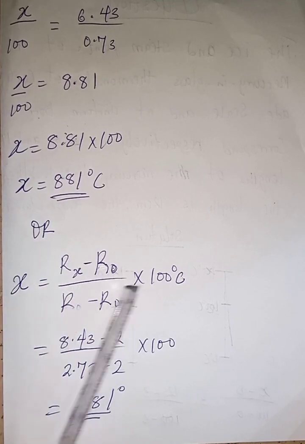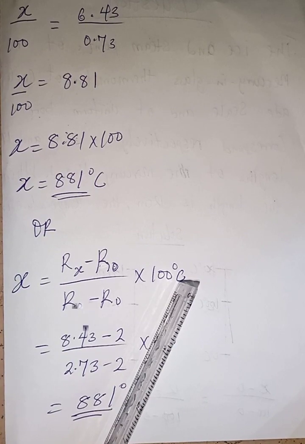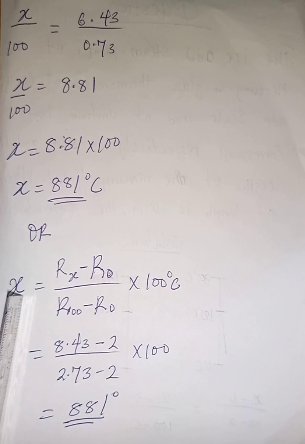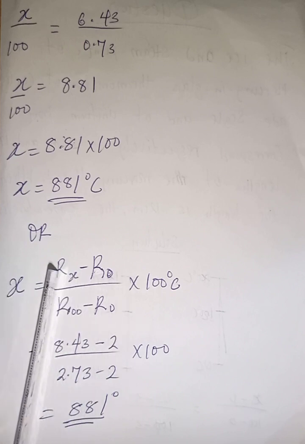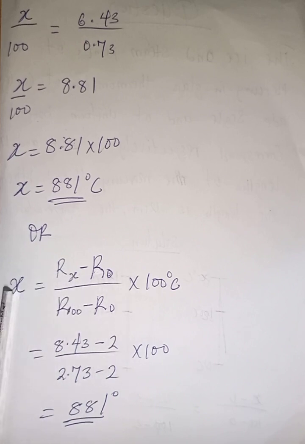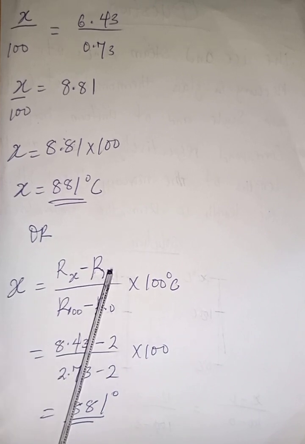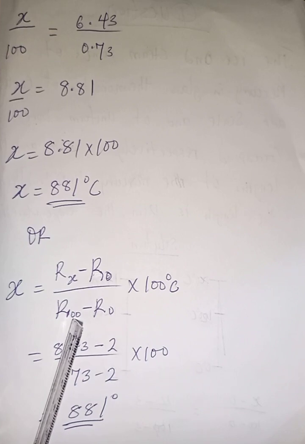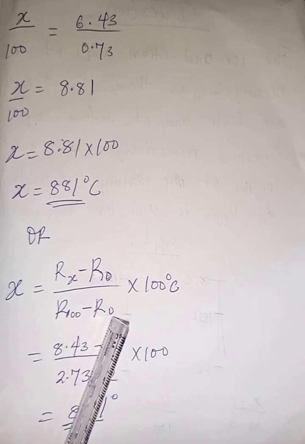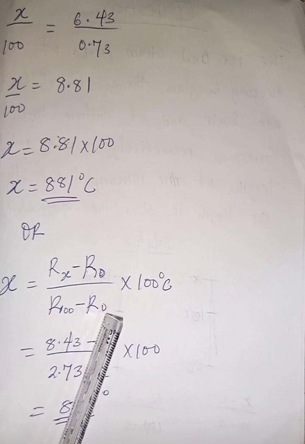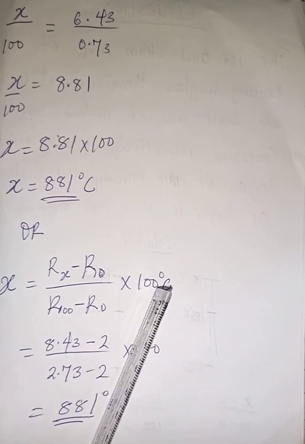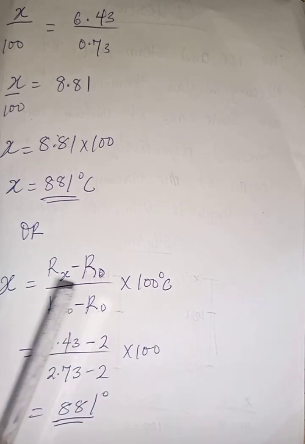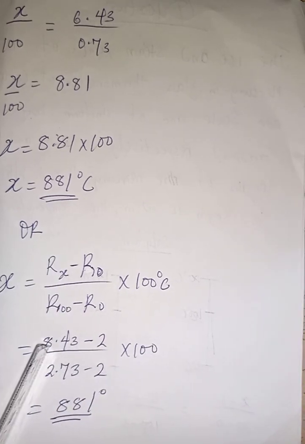Or you can apply this formula. Now, how does this formula work? The unknown temperature on the centigrade scale will be equal to resistance at the unknown temperature minus resistance at ice point or 0 degrees Celsius, divided by resistance at 100 degrees Celsius or steam point minus resistance at that ice point as well, which is 0 degrees Celsius, then times 100 degrees Celsius. Take note of that.